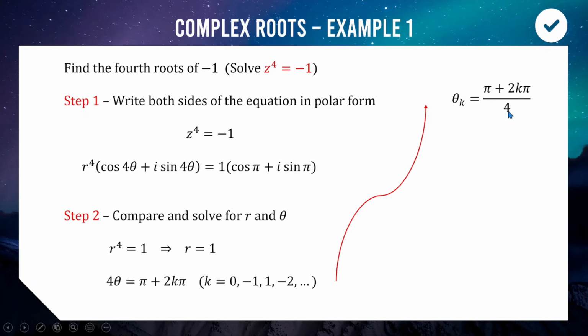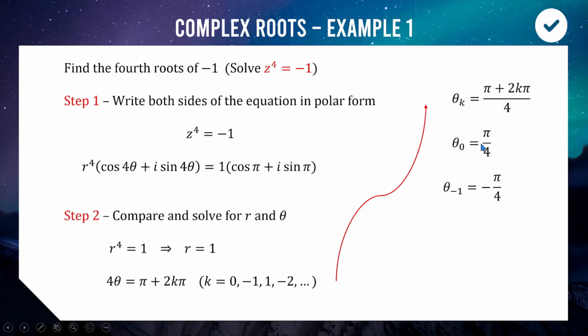Okay, the way we're going to get our 4 angles is just subbing in 4 values of k, where k is a whole number. It works best if you start with 0 and then do -1, +1, -2, +2, and so on until you have as many solutions as you need. So to get our first value for theta, we're going to sub in k equal to 0. So we get (pi plus 0) over 4. So our first argument, our first angle, is pi on 4.